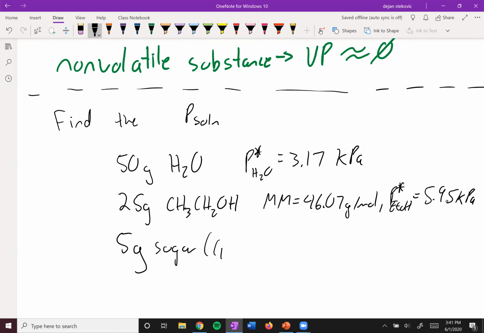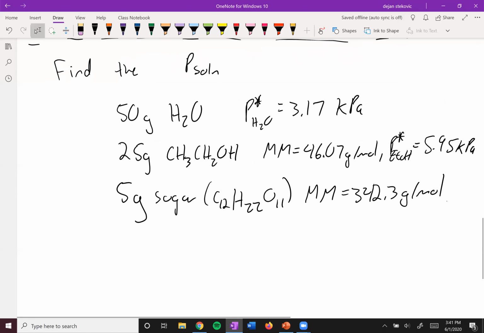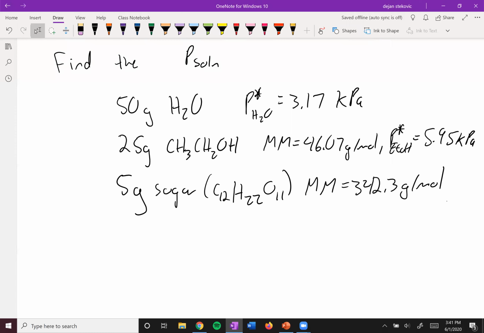And then you have 5 grams of sugar, which is C12H22O11. And it has a molar mass of 342.3 grams per mole, and it is non-volatile, right? So you've got water, you've got alcohol, sugar, so it's kind of like wine. You can think of it that way. And so let's figure out the vapor pressure of this solution.